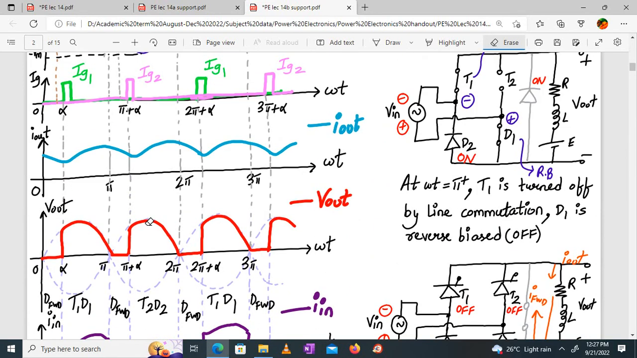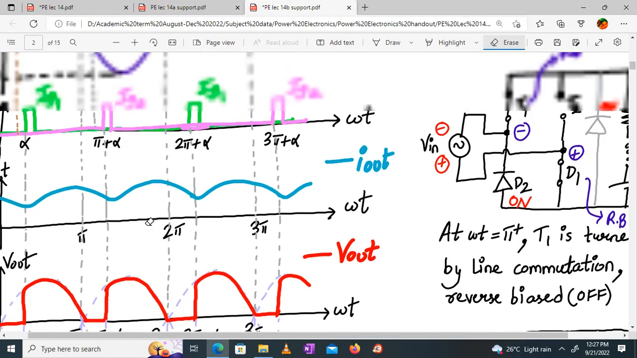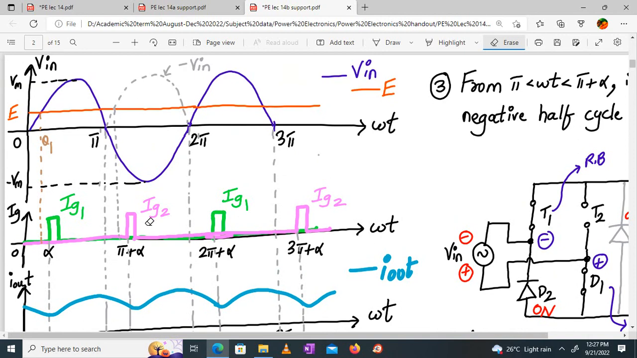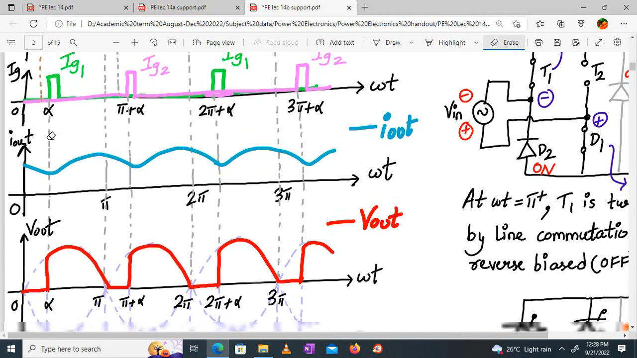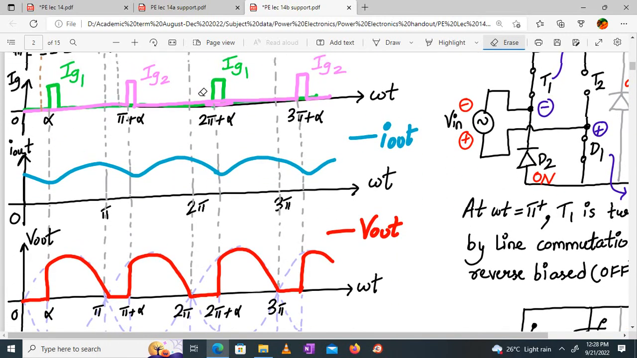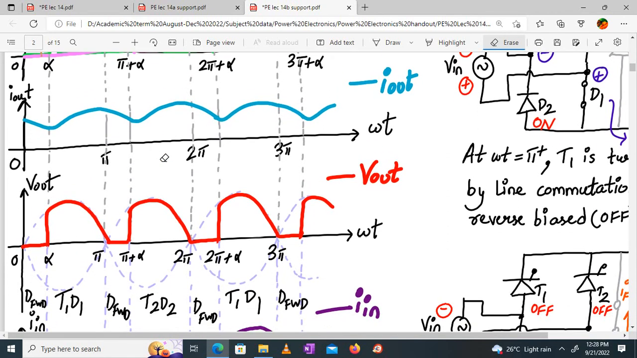Okay. Now I'll explain the waveforms from here. Here I'll only explain the working. Did you understand this? What is the condition? V in should be greater than E. In short, alpha should be greater than theta 1. Then only it will function as previously considered. Now, this firing angle at alpha, pi plus alpha, you'll remember. Shall I move down? Yeah. So now, what happens between alpha to pi?